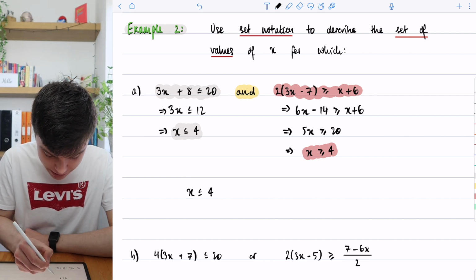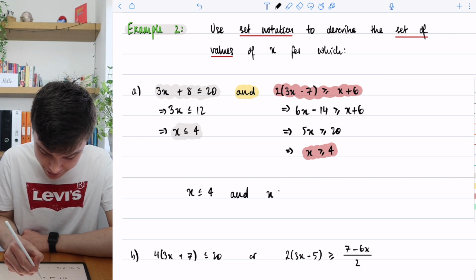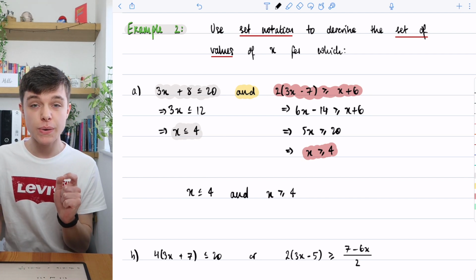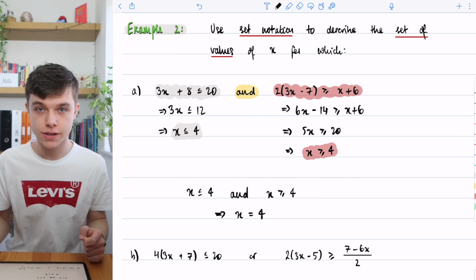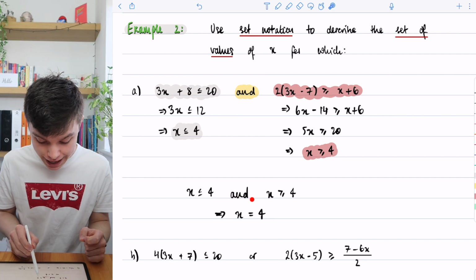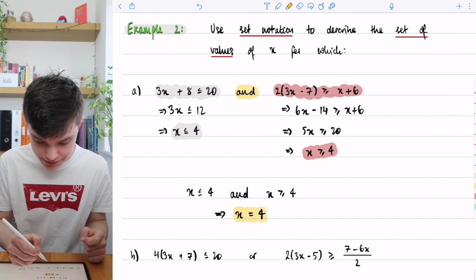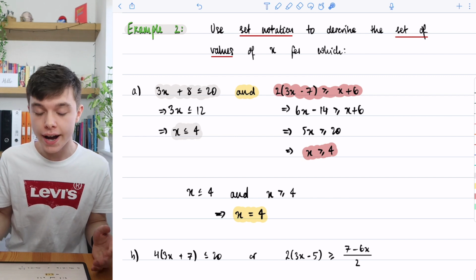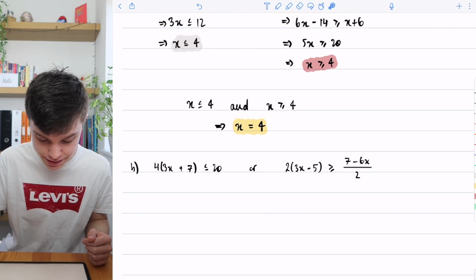x must be less than or equal to 4. And at the same time, x must be greater than or equal to 4. So because we've got an and there, merging those together, that tells me that x must be equal to 4. Because for those to be working together, this and this means that x must be equal to 4. So that is our answer. Now in this case we had two inequalities, but then we got an equals, and that's fine because we merged these two inequalities together. Okay, so that's our and example.